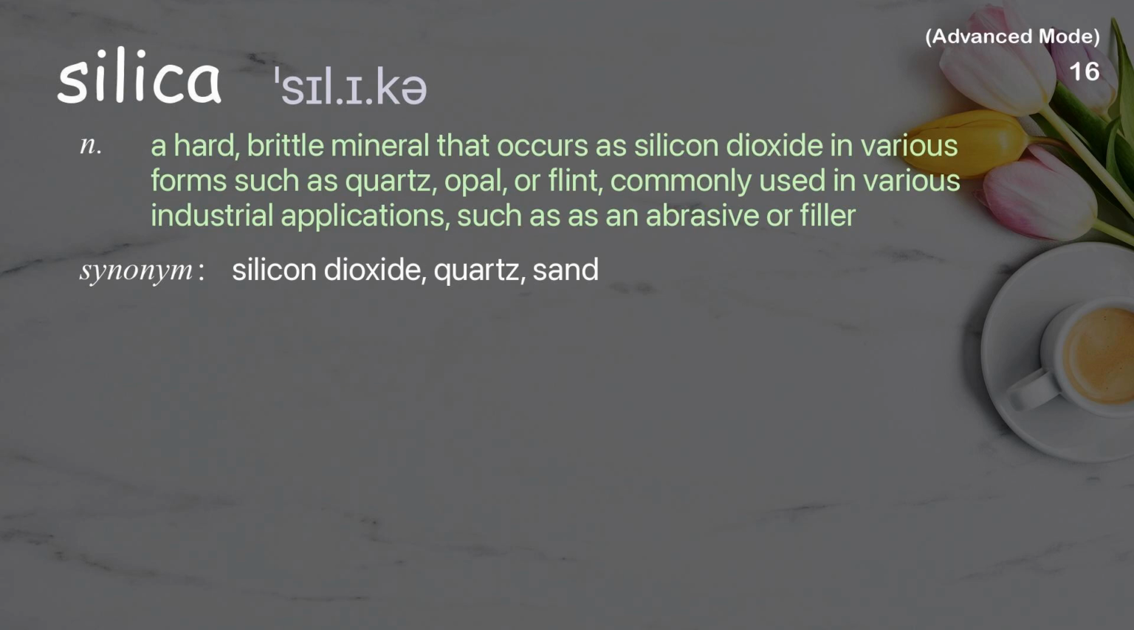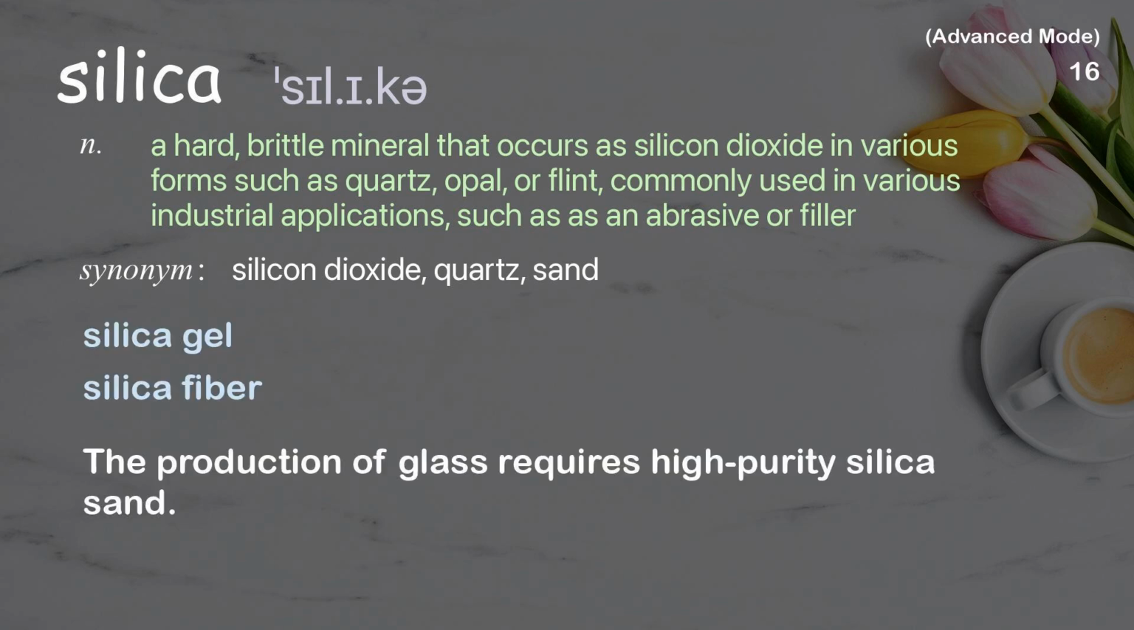Silica. A hard, brittle mineral that occurs as silicon dioxide in various forms such as quartz, opal, or flint, commonly used in various industrial applications, such as an abrasive or filler. Examples: Silica gel, silica fiber. The production of glass requires high-purity silica sand.